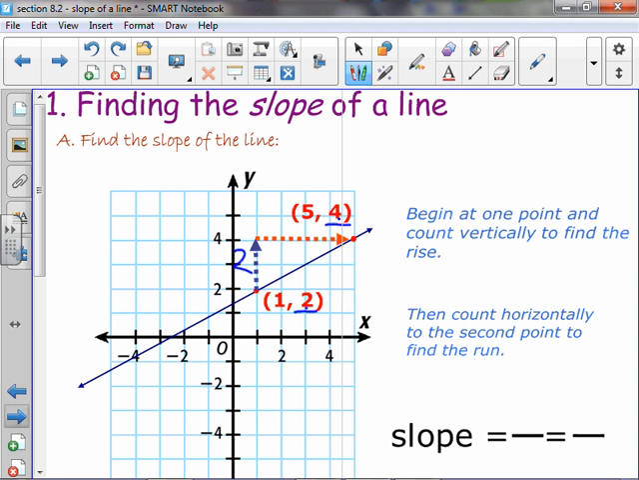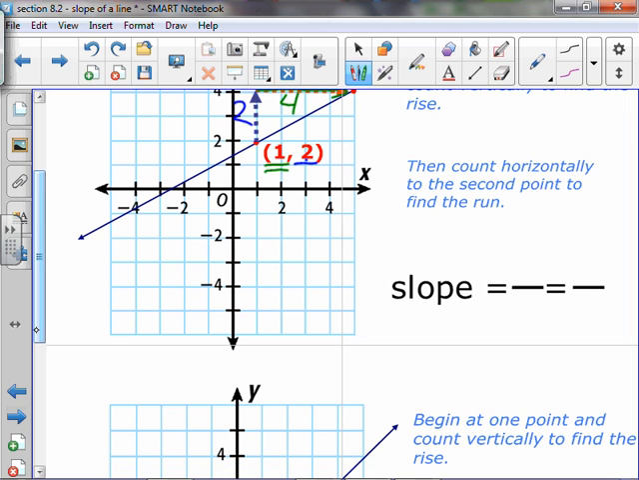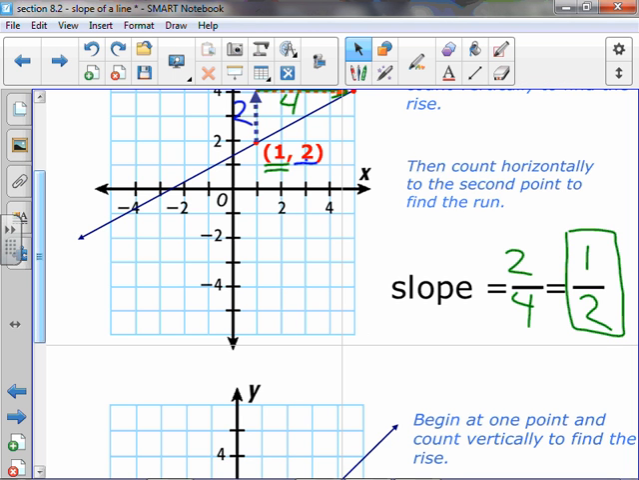And then when I'm trying to find my run, going over, I look at the x values. 1 to 5, that tells me that when I did this here, I went 4 units. And then what I'm going to do is take these two numbers, my rise, divide by my run, okay? And I get that it is 2 divided by 4, and I will simplify that to 1/2. And I can't do any more than that. My slope is going to stay 1/2. Do not turn it into a decimal. It is much easier to work with it as a fraction. So the slope is 1/2.